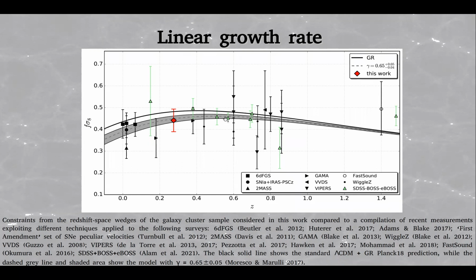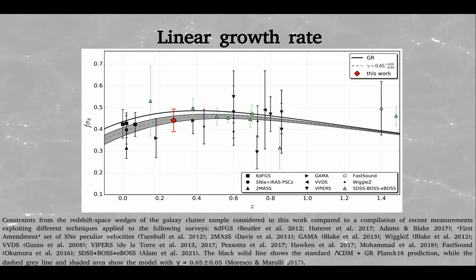The general relativity prediction is this black line, with this 0.55 exponent parameter we have seen before. This other gray band area, we obtained by analyzing a big set of F sigma 8 and Hubble function data with Michele Moreschi in 2017, and in that case the best fit gamma parameter, in agreement with general relativity, was at 0.65, and we see that this point is in very good agreement with this. That means that it is in very good agreement with the other data we have.